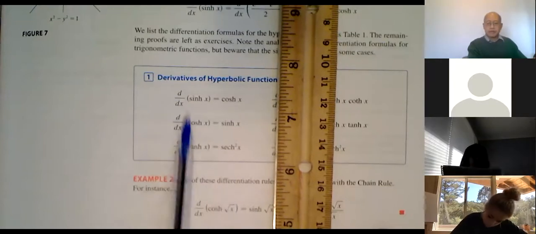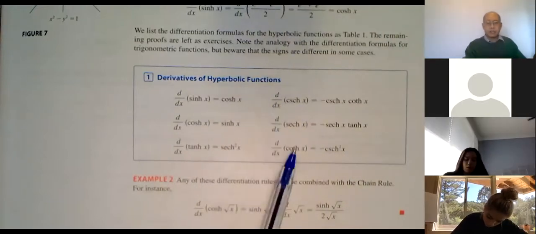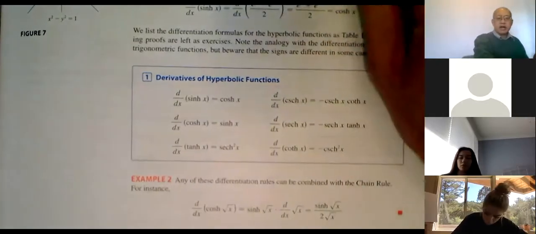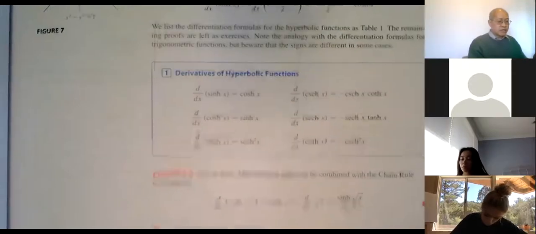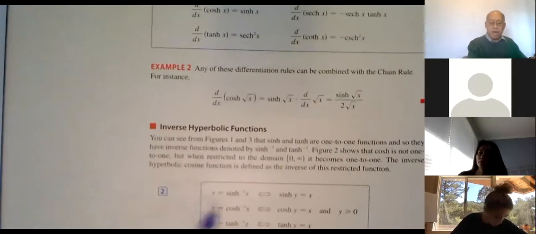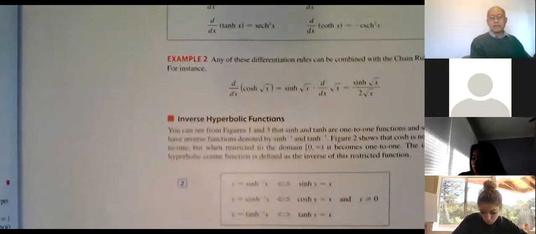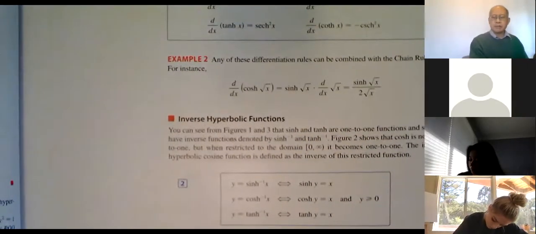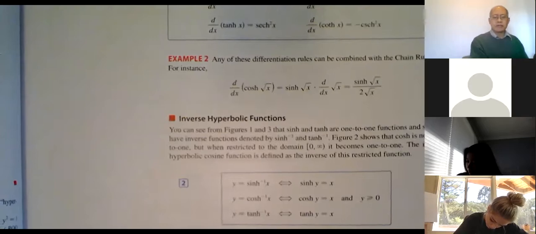Right? So you're responsible for these three. You are not responsible for these three. Okay. And you're not responsible for anything else. Okay. There are inverse hyperbolics. You don't have to worry about those too much, or definitely don't memorize them. We actually have a couple of problems involving the inverse hyperbolics, but don't memorize any rules like this.